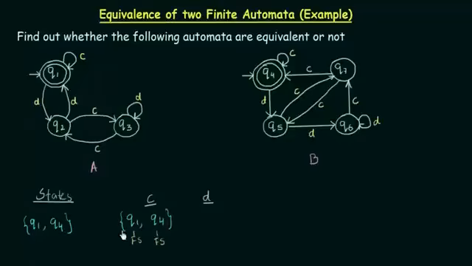Okay, so let's see what happens on getting input D. Q1 on input D goes to Q2, and Q4 on input D goes to Q5. Let us check if these are final states or intermediate states. Q2 is an intermediate state, and Q5 is also an intermediate state, that means a non-final state. So here also the pair of states that we get are both the same kind of states, both intermediate. So this condition also supports the fact that they are equivalent. So far we are finding that they are equivalent.